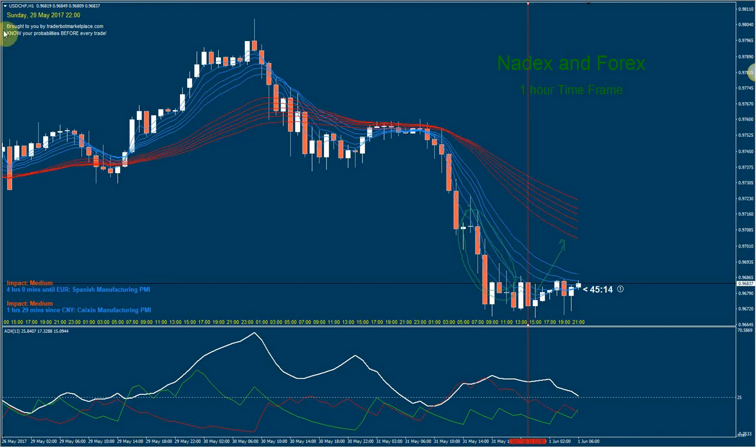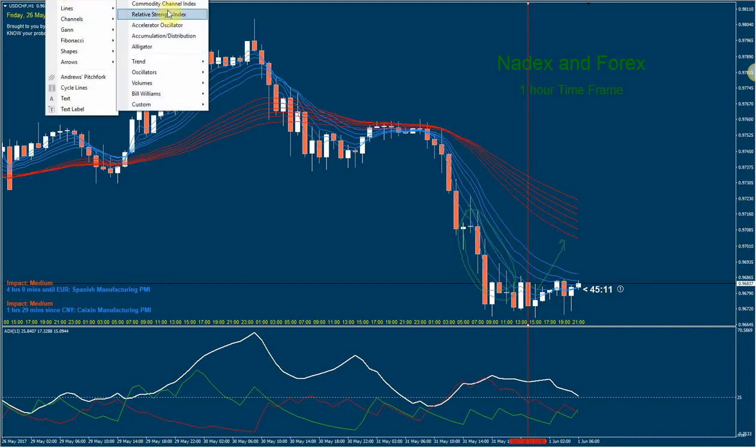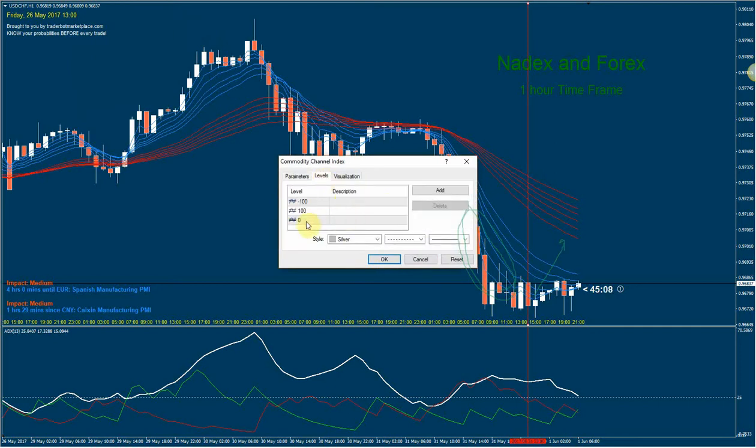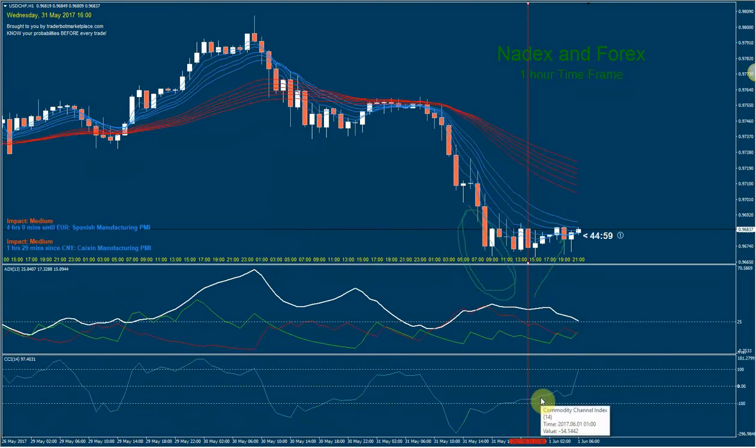Or you can add the CCI, and you add level 0 and the period 14, and it will tell you when you see that price is crossing the zero line, it's time to get out of the trade. So you can use this CCI, but in my opinion, you can stick with the ADX. It will tell you in advance the best time for you to get out of the trade.